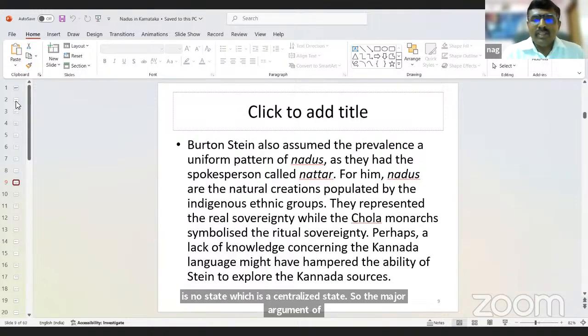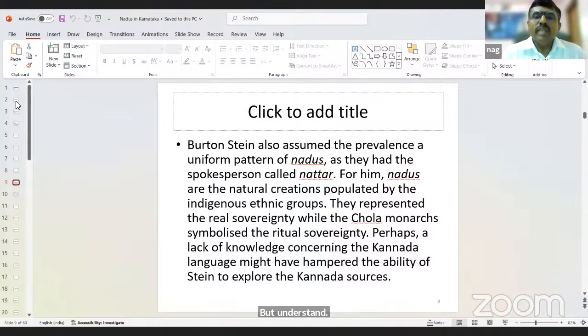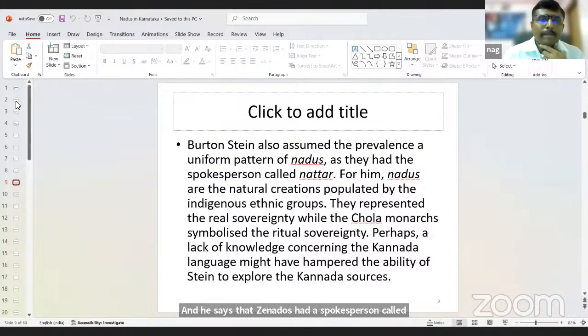Now, he assumed that all Nadus are the same, so there is a uniform pattern of the Nadus. He says that the Nadus had a spokesperson called Nattar. Nattar is the spokesperson of the Nadus, and the Nadus had their assembly, also called Nadu. So the Nadu assembly was there, and they used to discuss various issues in this assembly. According to him, the Nadus are natural creations.